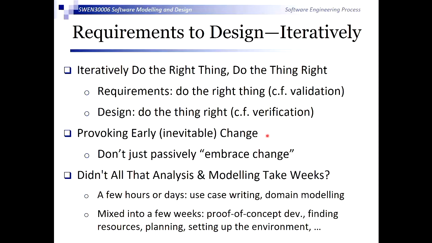It's also worth noting a feature of Agile in general is this idea of provoking early change. We're not passively building stuff and hoping nothing will change. We're constantly trying to say, where are the risks here? What's going to be an issue for us? And if we need to change something, we want to change that as early as possible, not build a whole lot of stuff, then find we have to go back and change it. So we're not just passively embracing change, we're looking for things that we need to change along the way.